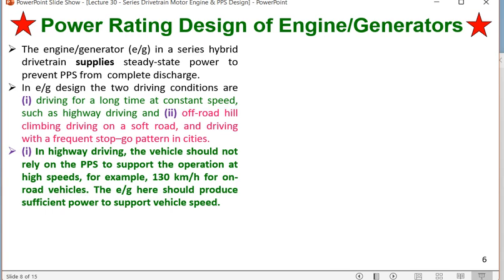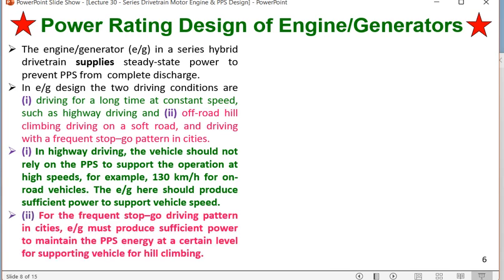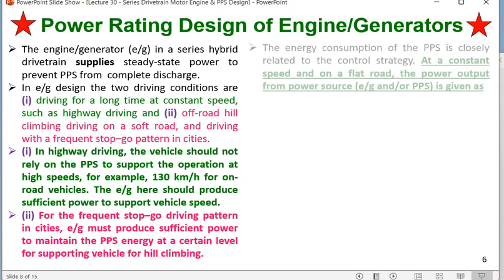So in highway driving, the vehicle should not rely on the PPS to support the operation at high speed, for example 130 km/h or so. The engine and generator here should produce sufficient power to support the vehicle. But for the second case, off-road hill climbing, and for the frequent stop-go driving pattern in cities, the engine generator must produce sufficient power to maintain the PPS energy at a certain level to support the vehicle in hill climbing.